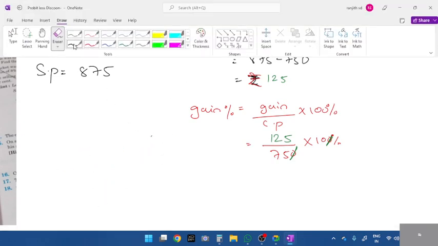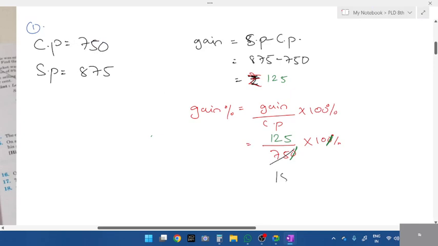How many times does it go? 5 into, and 5 into, next 5 into 3, 25. 50 divided by 3. One minute. Convert into a mixed fraction.